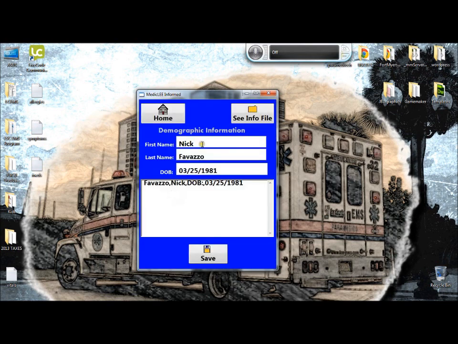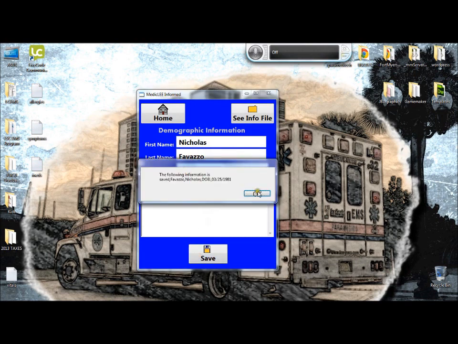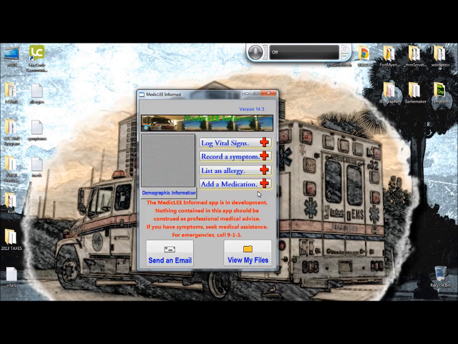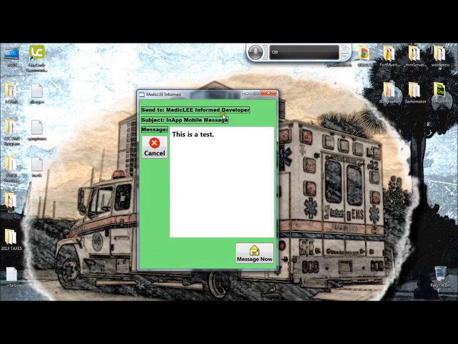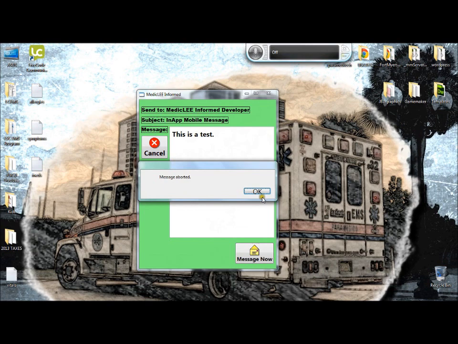There's a demographic page that updates in real time. As you type it in, it'll save your information, confirms that it's been saved, and there also is a messaging feature which is defaulted to me as the developer right now, but future plans are to have this be able to send a message including your file to a physician or a medical provider.